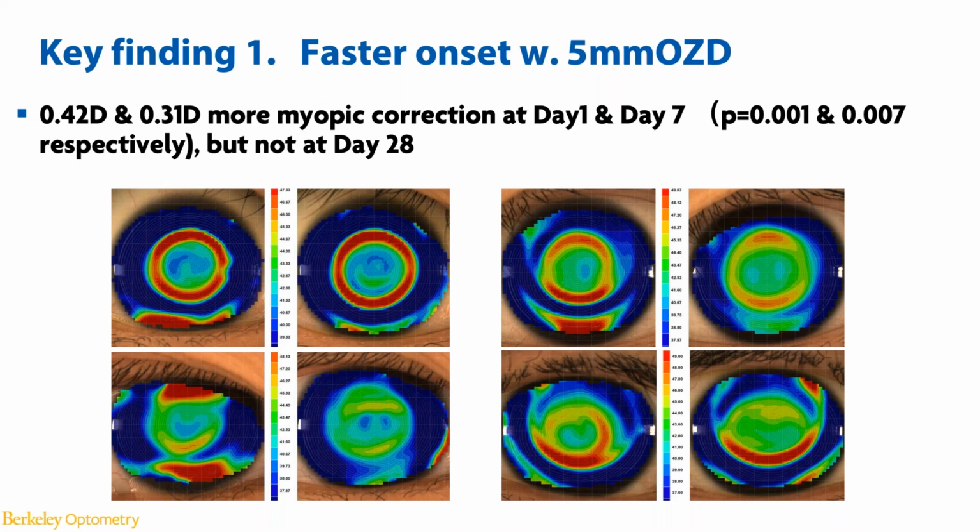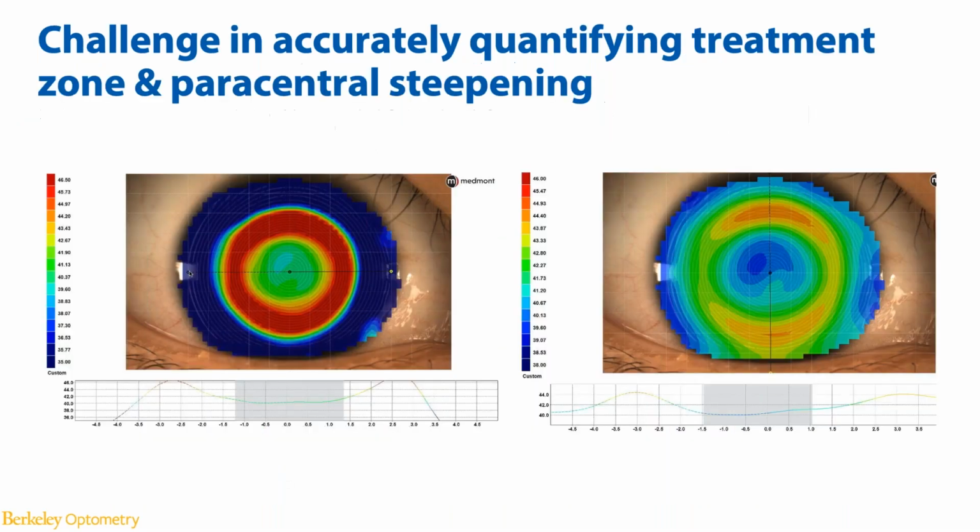So from each pair, you can kind of see at day 1, these are the topographical changes at the first day or after the first night of lens wear. As you can see, there is a small but consistent change. And more specifically, at the corneal apex, you can see the 5mm lenses is able to create a little bit more dramatic flattening as compared to its 6mm counterpart.